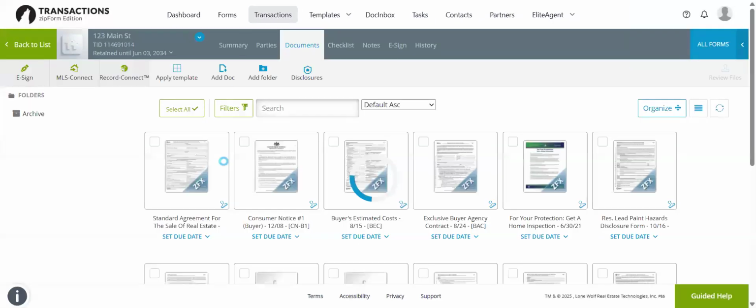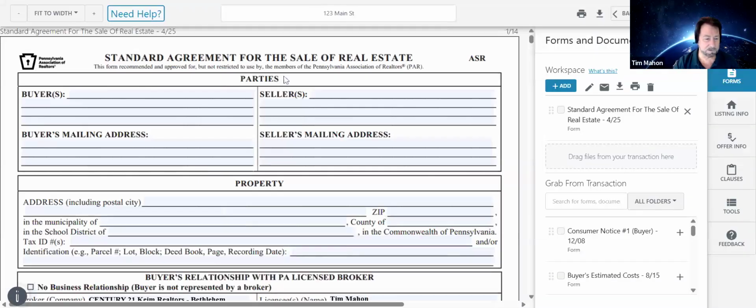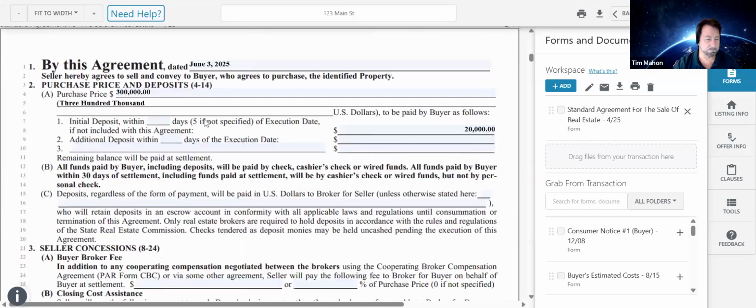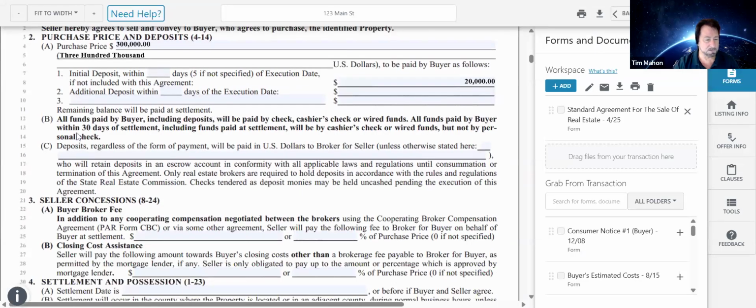I usually don't interrupt the agreement of sale, but with this new stuff that we need to do, I felt it appropriate we do that. So back to the agreement of sale, and yeah, I didn't save that information. It was on there. It's no big deal. Actually, some of it did save. So here's the $300,000 offer, $20,000 down. All funds paid by buyer, including deposit monies, are paid by check, cashier check, or wired funds, and anything paid within 30 days of settlement.